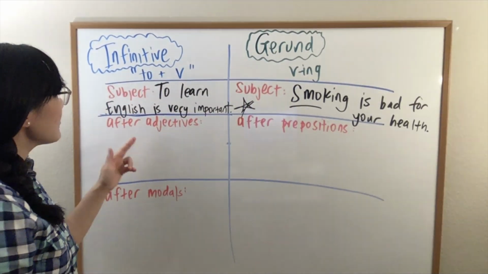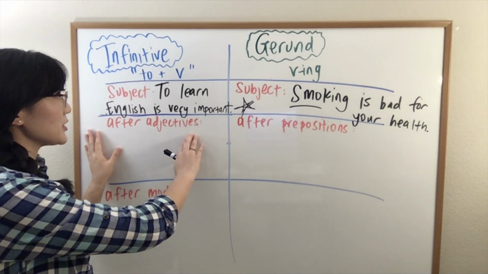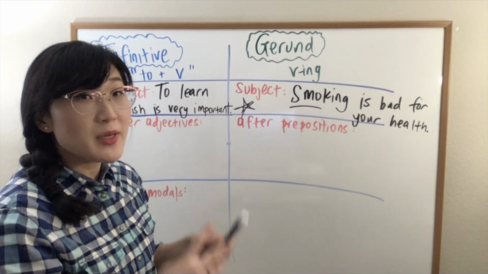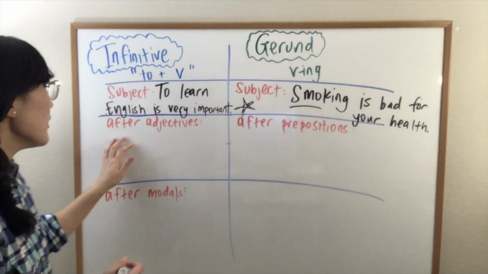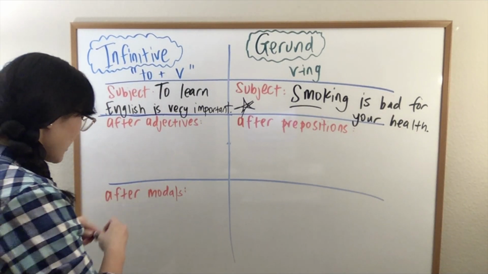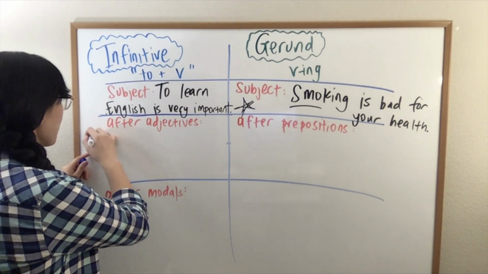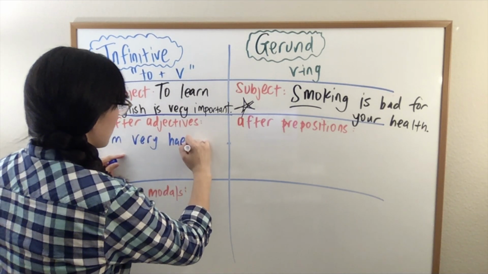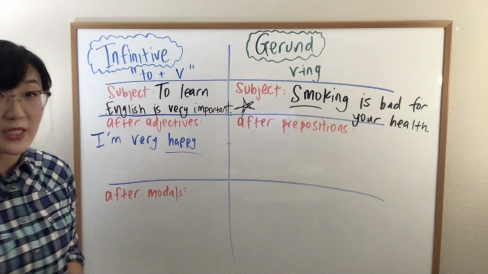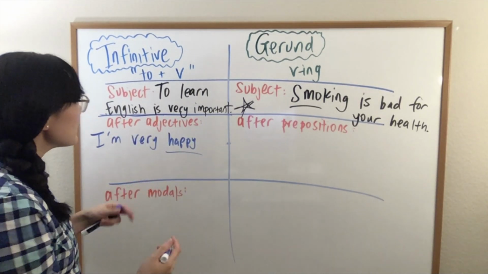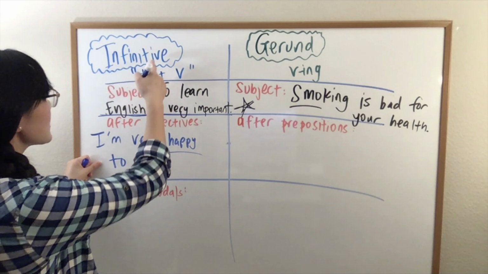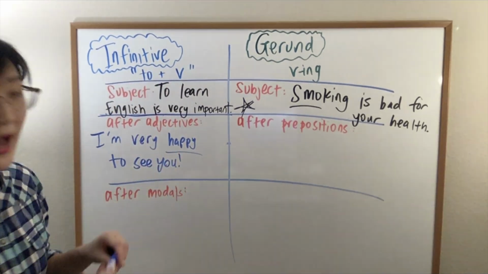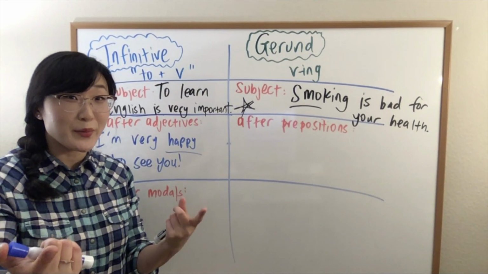Now the infinitive can also be used after an adjective, but the gerund is used after a preposition. So let me give you some examples. Let's say here, I'm very happy. Happy is my adjective, right? Then if I want to continue the idea, I would say to, because the infinitive, to see you, right? I am very happy to see you, right?